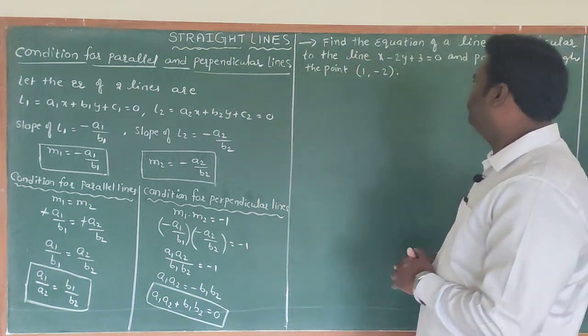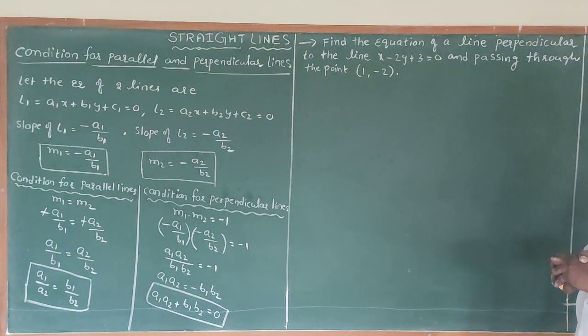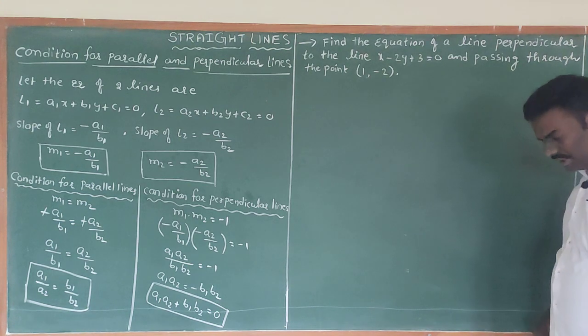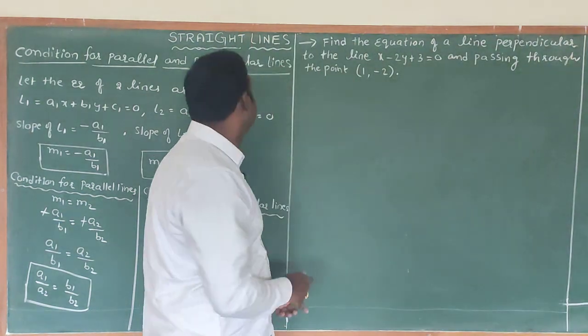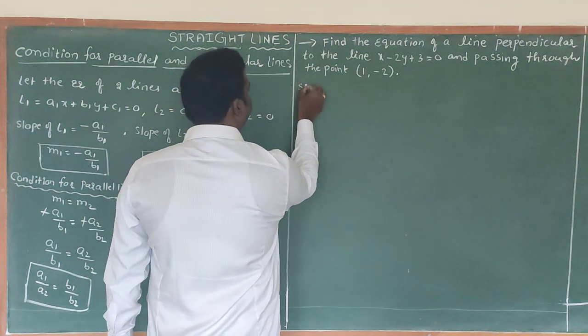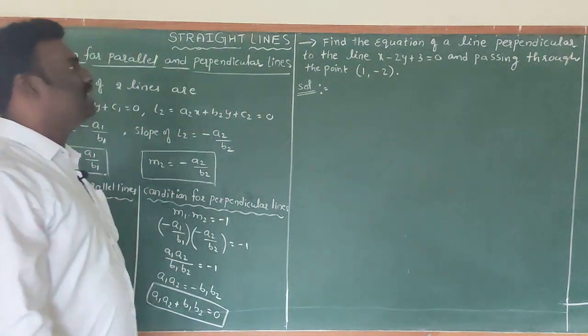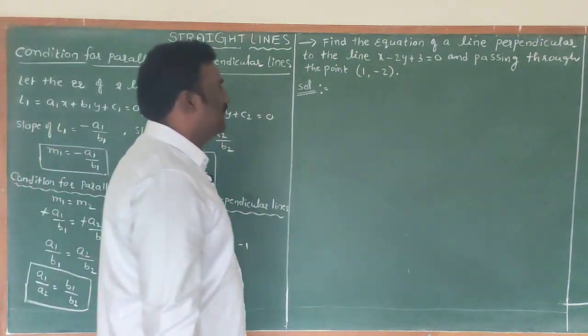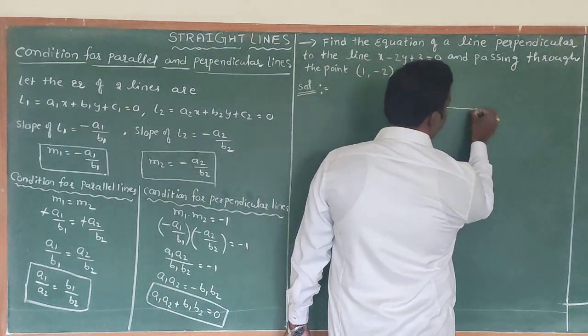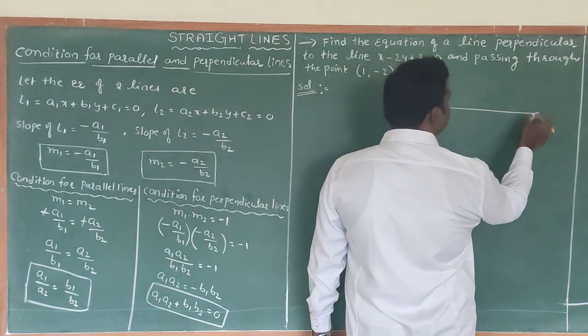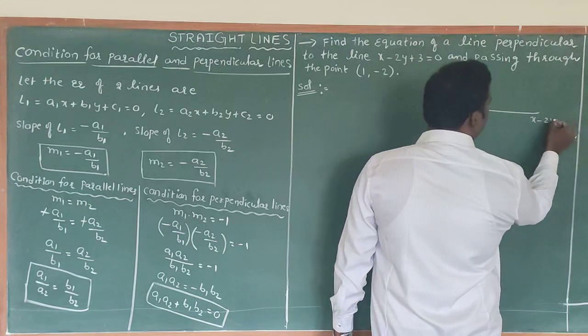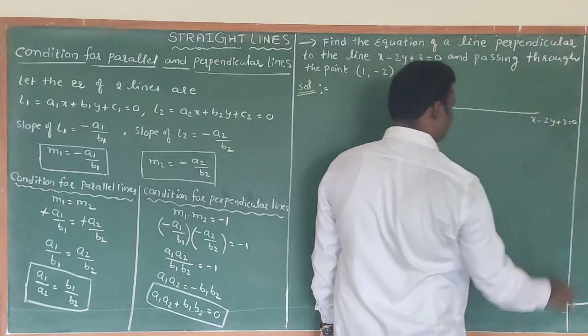Now coming to the next question. Find the equation of line perpendicular to the line x minus 2y plus 3 equals to 0 and passing through the point 1 comma minus 2. First we will draw the diagram for this question. So find the equation of line perpendicular to the given line. So this is the given line. This line is x minus 2y plus 3 equals to 0.